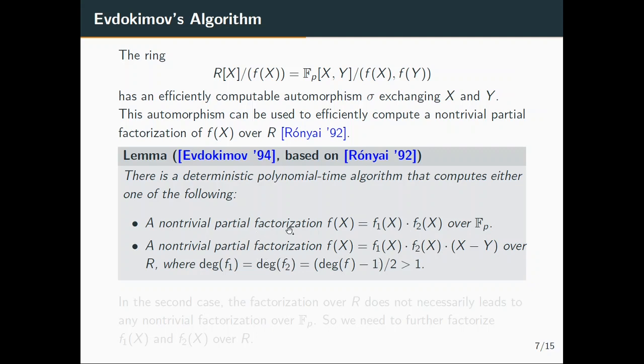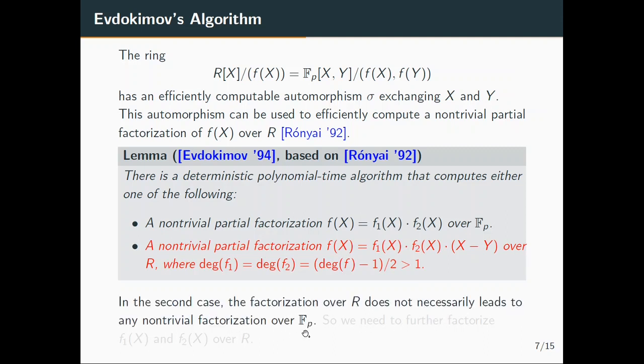When we are in the first case, we get a non-trivial partial factorization of f into at least two factors, and then we can solve the problem recursively by further factorizing f1 and f2. The problem is the second case. In this case, we get a non-trivial partial factorization over R, but it does not necessarily lead to any non-trivial factorization over F_p. So not all partial factorizations over R project down to non-trivial factorizations over F_p. So what do we do in this case? In this case, we need to refine the factorization. So we need to further factorize f1 and f2 over R.